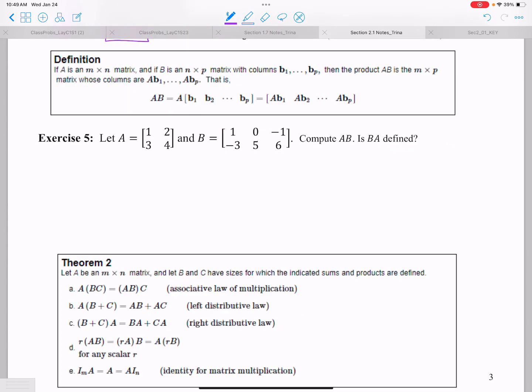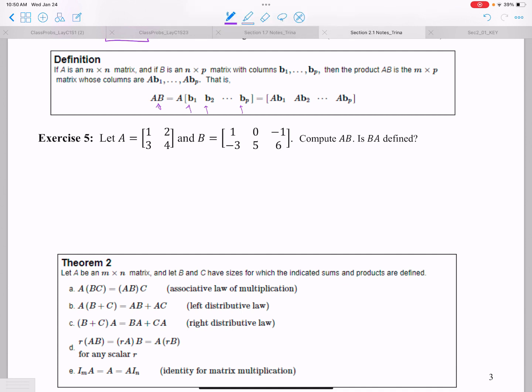Another way to do multiplication would be to think about this second matrix as a list of columns. So instead of writing B as a matrix, you have B1 as the first column, B2, all the way to the end, however many columns B has. And then you can distribute the A to each of those vectors.